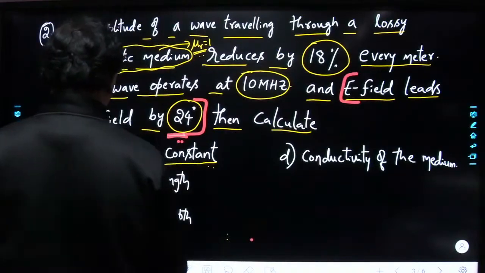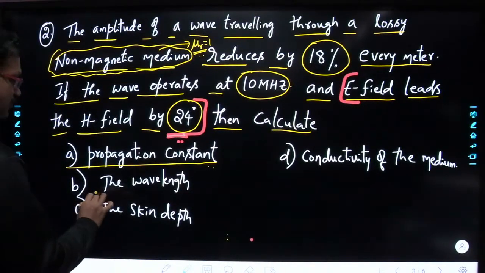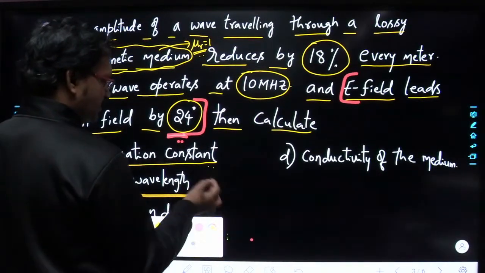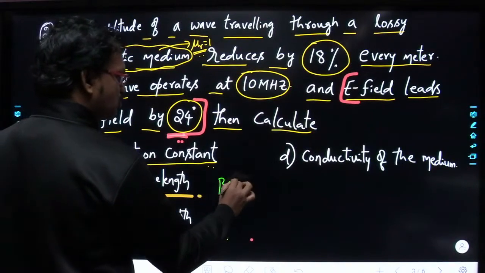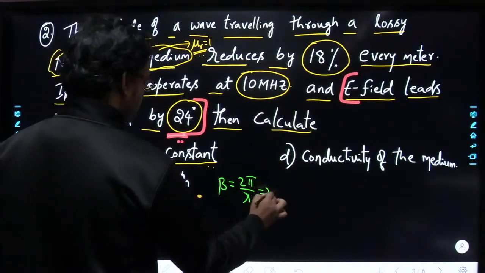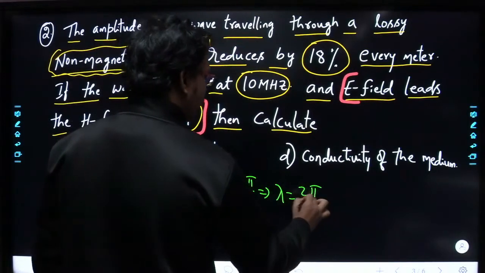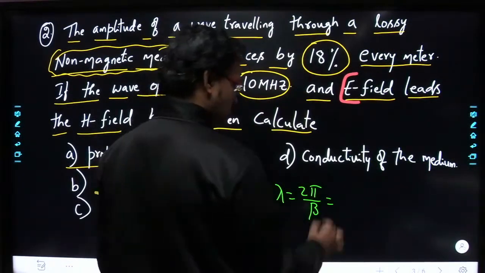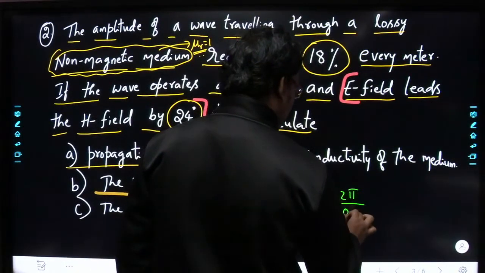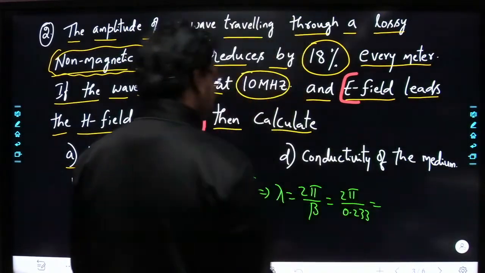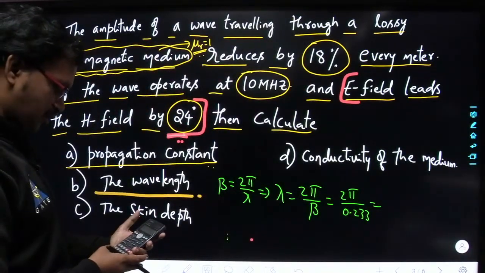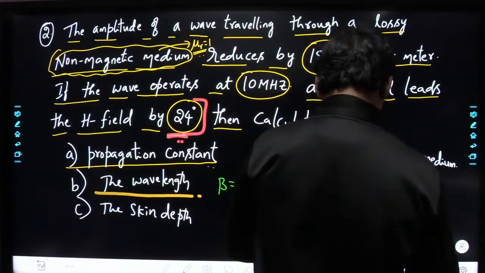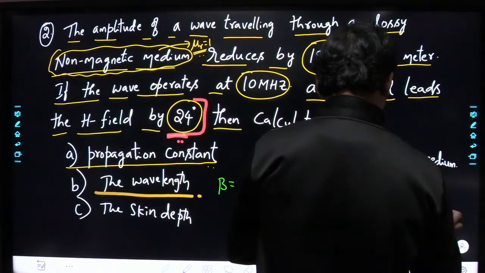Next, part B asks for the wavelength, which you can easily determine. We know the beta value, and we know that beta is equal to 2 pi by lambda. So lambda is equal to 2 pi divided by beta. Beta is 0.233, so lambda is 2 pi divided by 0.233, which is 26.9966 meters.